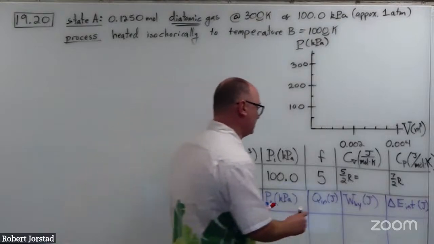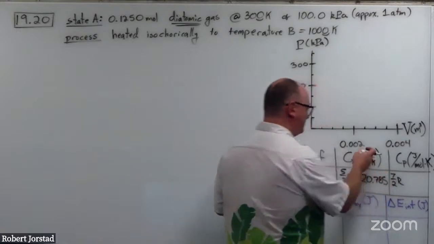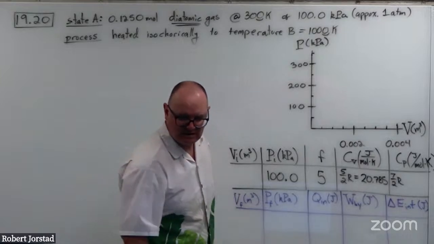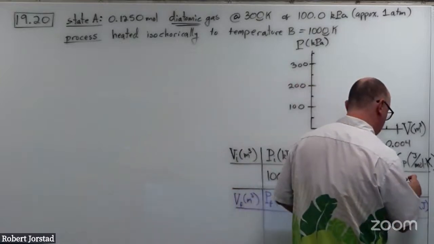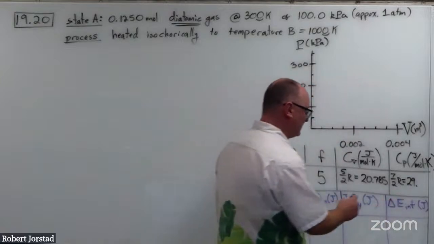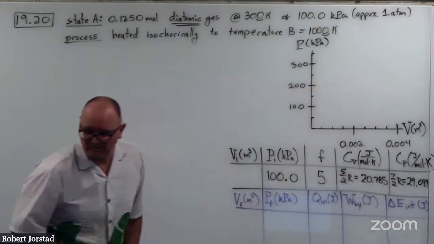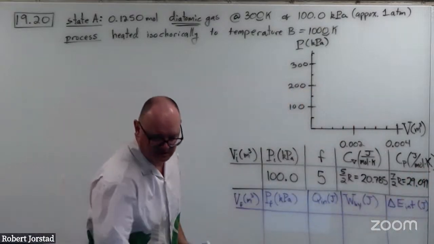I think I've worked those numbers out so I don't have to punch them in. But what did I get? 20.785 joules per mole Kelvin for this one. Then you add another R, 29.099. Is that legible? Close enough. All right, so I've got that.